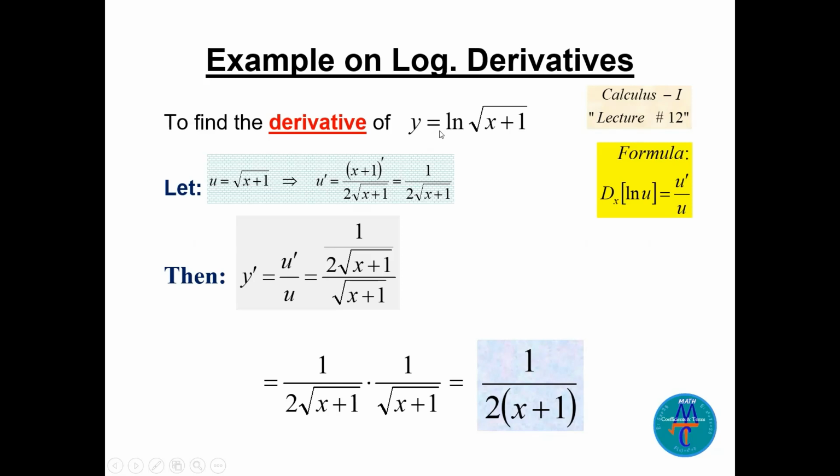Let's go back. y equals ln of square root of x plus 1. Directly we say y prime will be u prime over u. u prime we have found, 1 over 2 square root of x plus 1, divided by u, which is square root of x plus 1. So this is the division of two fractions: the first one times the reciprocal of the second. So y prime will be 1 over 2(x plus 1).